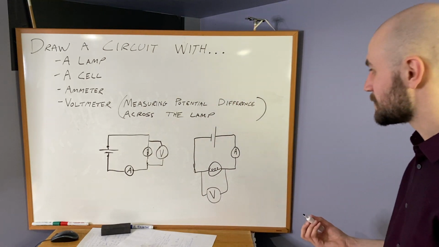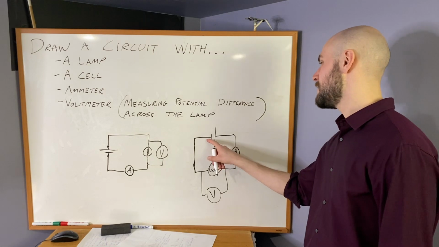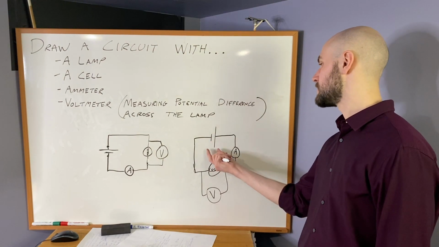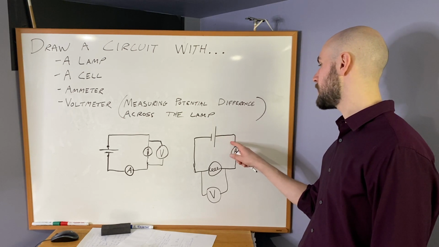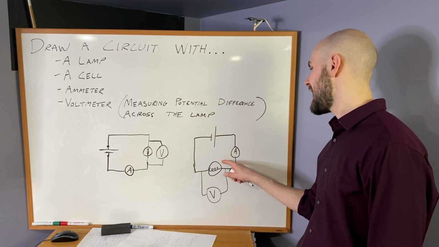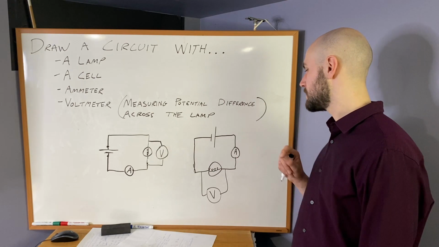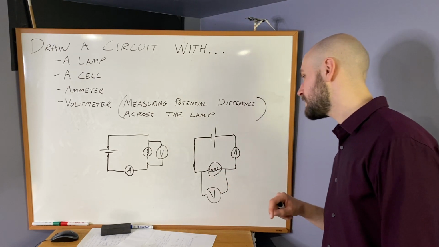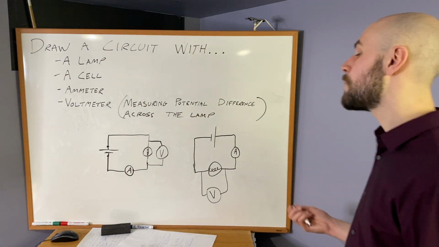Is this a valid way as well? Well, we have our cell, which is our source of voltage, our potential difference, right? Current is flowing in series through the ammeter and through the lamp. This is fine. This is a valid way to draw it. And we're measuring the potential difference across the lamp. There is more than one right answer here.